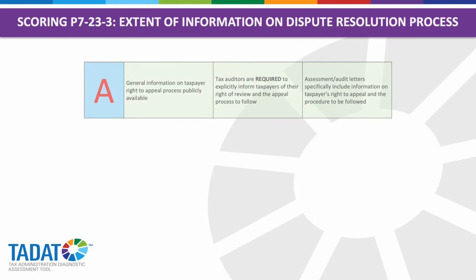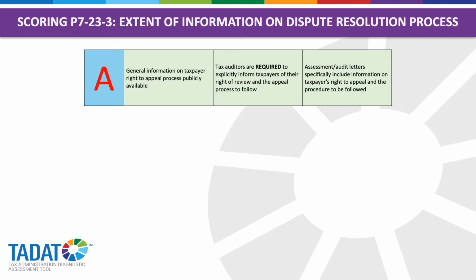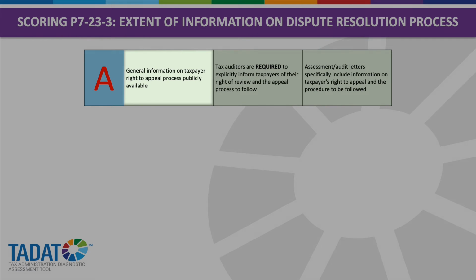Finally, let's look at how we score the third dimension, P723.3, which is about whether information within the dispute process is published and taxpayers are explicitly made aware of it. A tax administration can get an A score if all of the following are present. General information about the taxpayer's rights to appeal, and the process must be publicly available. Auditors and administrative review staff must be required by written instructions to explicitly inform taxpayers of their dispute rights and associated dispute procedures to follow.